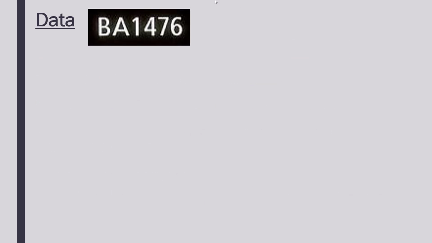Say I give you this alphanumeric data, BA1476. You may be able to guess what this is just from your own knowledge, but if you don't know, if you've got no context, it is just data. And it's not much use to us, really. We want to do some processing to it to make it information. Information is useful, data is not useful if we can't make it into information. So let's make it information.